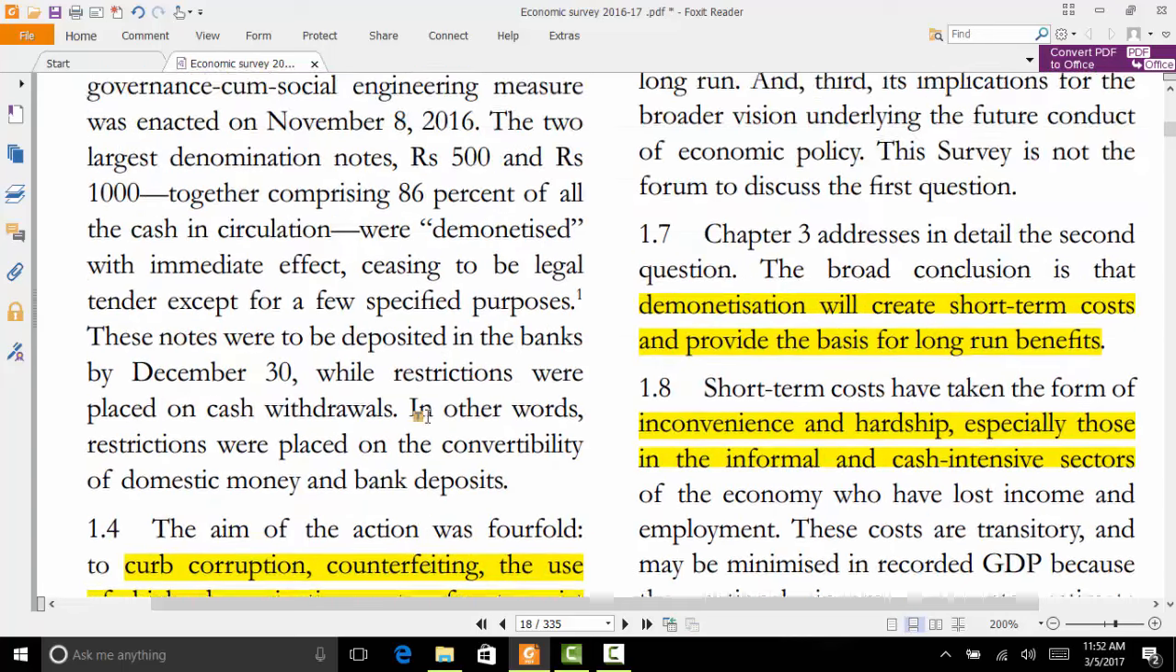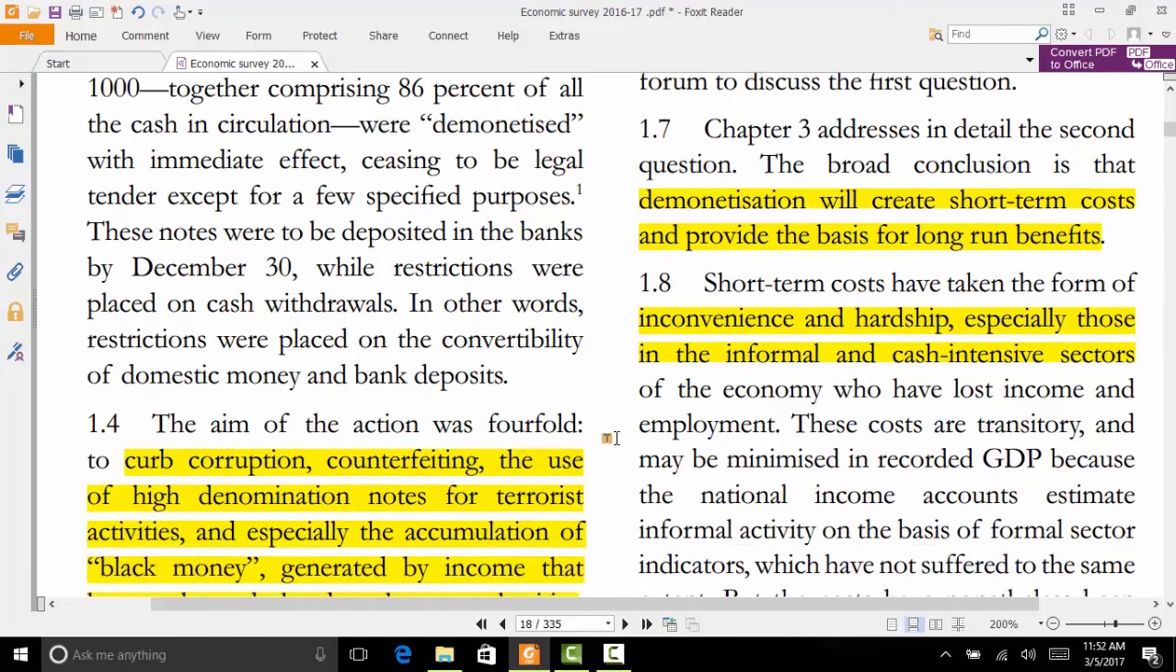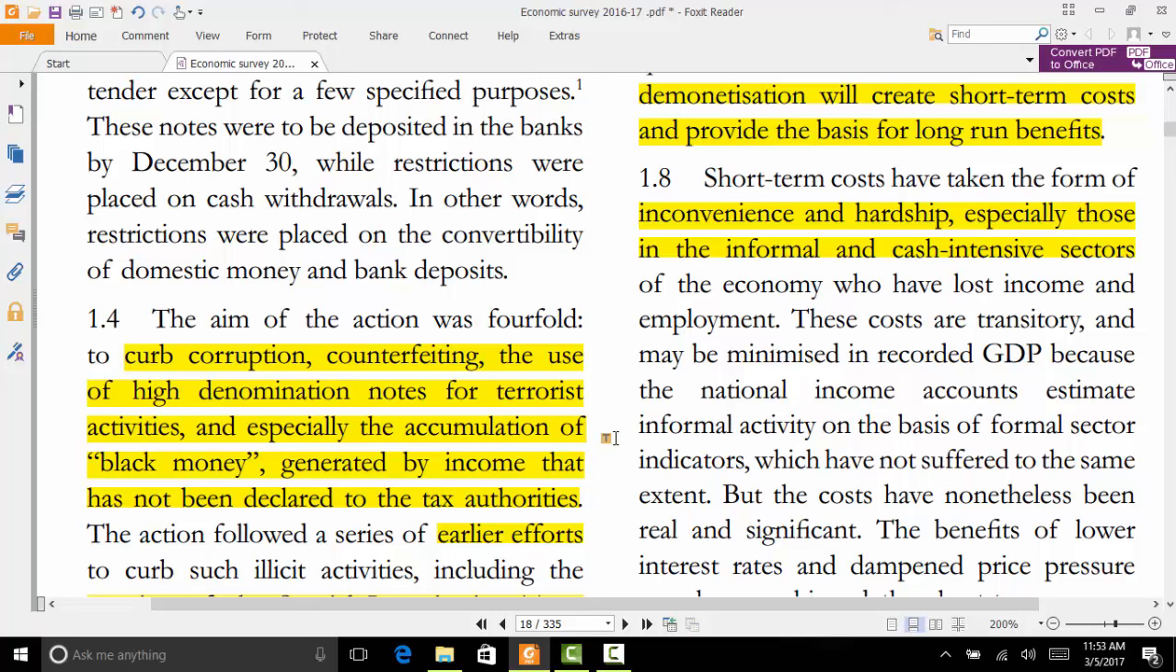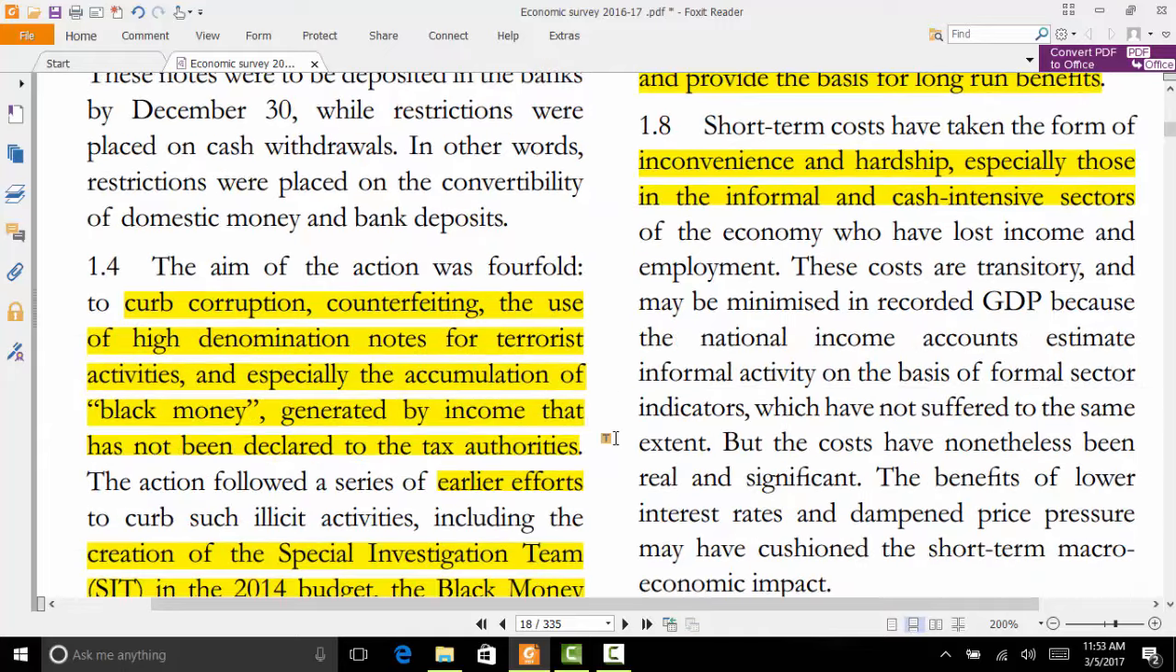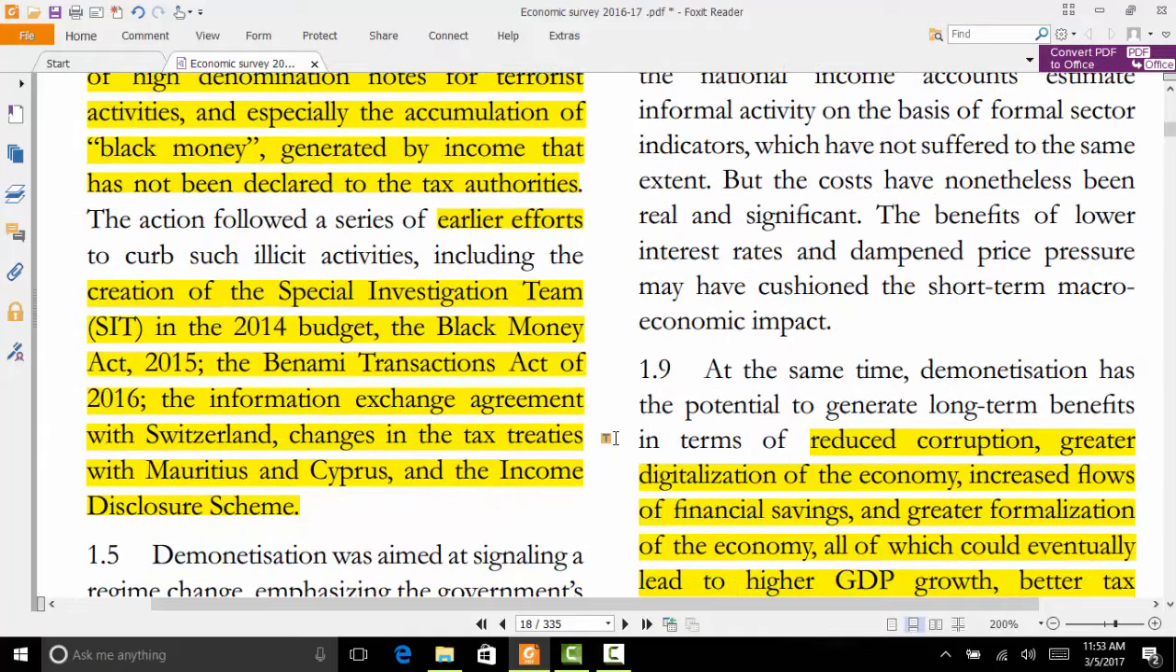You are reading these multiple times, so I believe you remember those. Then they say the demonetization will create certain short-term costs but long-term benefits. Short-term costs in terms of hardship, inconvenience, long queues, some people died as well, right? So there are various costs that it could lead to. If somebody asks you whether demonetization led to the death of people, what's your opinion on that? It's not a solely responsible factor.